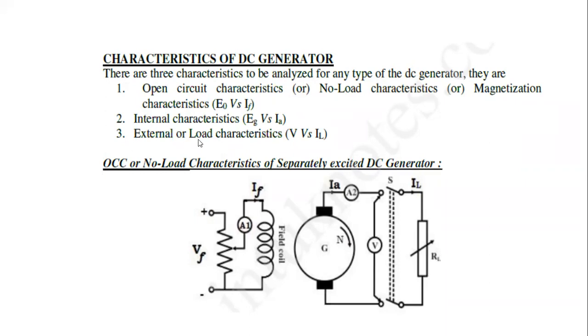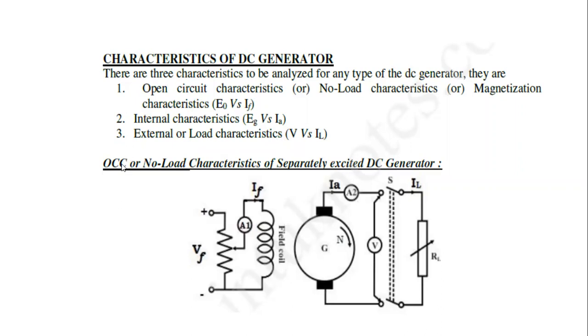Next, coming to the external or load characteristics, that is V versus IL. V is the terminal voltage and IL is the load current. The graph is drawn between the terminal voltage and the load current. This type of characteristics is known as the external or load characteristics.